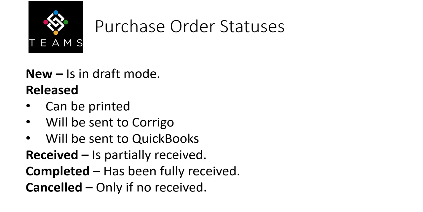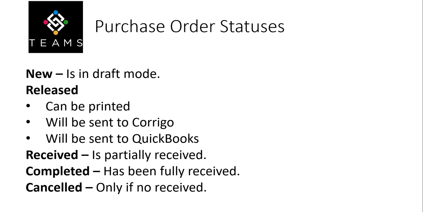A PO has a few different statuses. The first one is new, and in this case, the PO will be in a draft mode, and you can modify it as much as you want. This is the moment when you create the PO and you add the items, the documents, and we will see about that a little bit later.